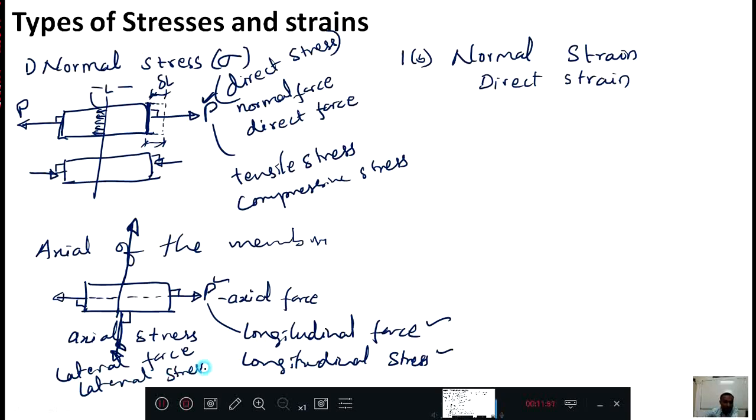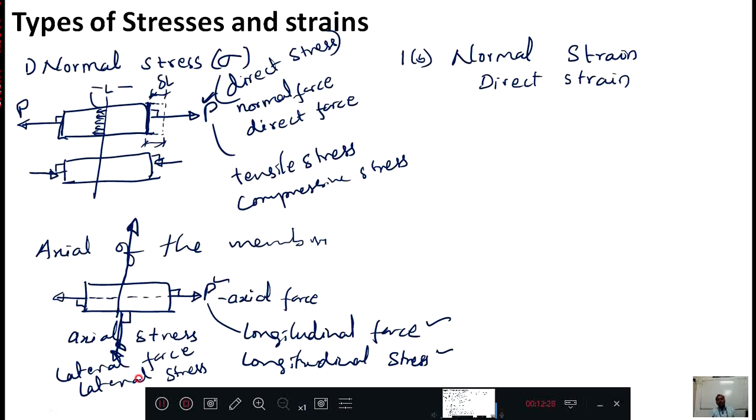Okay, make a heading of these: normal stress, direct stress, tensile stress, compressive stress, axial stress, longitudinal stress, lateral stress. All these stresses I have named apply perpendicular to the plane only, therefore they are all normal stresses, and the strain corresponding to them is called a normal strain.